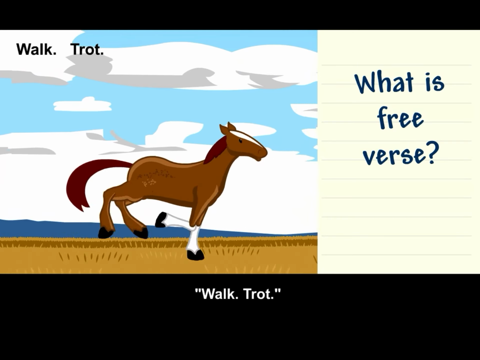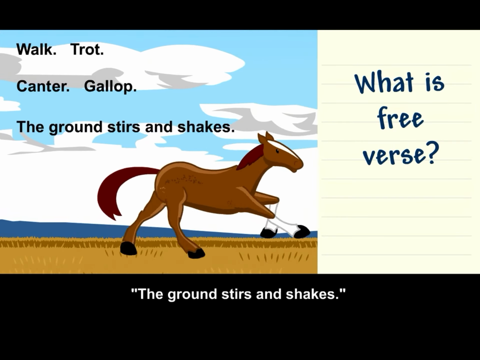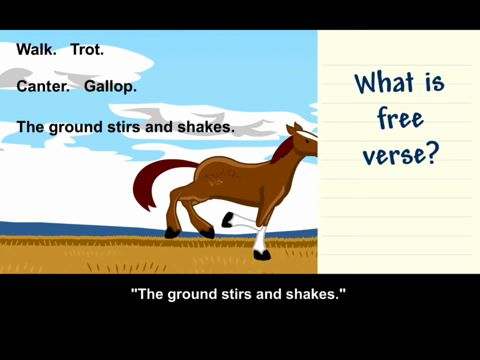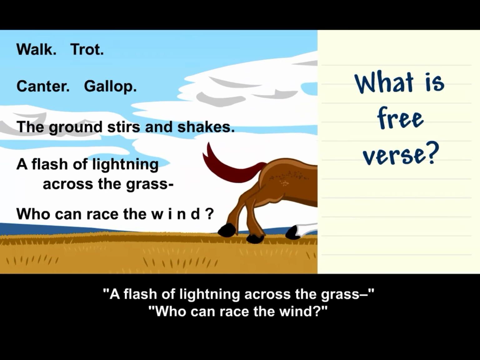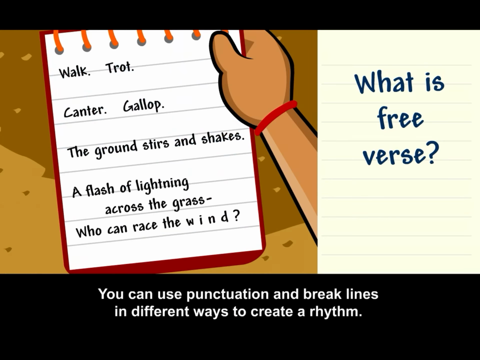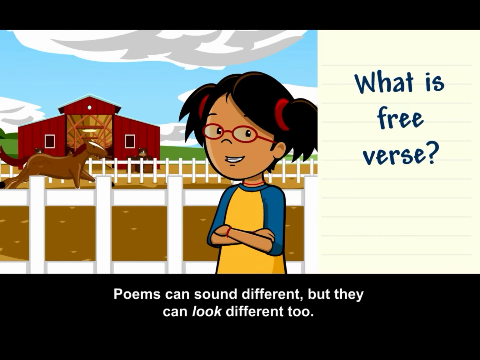Walk, trot, canter, gallop. The ground stirs and shakes. A flash of lightning across the grass. Who can race the wind? You can use punctuation and break lines in different ways to create a rhythm. Poems can sound different, but they can look different too.